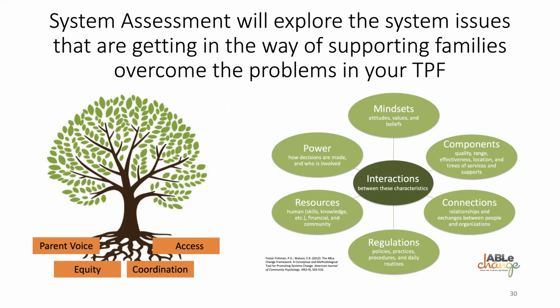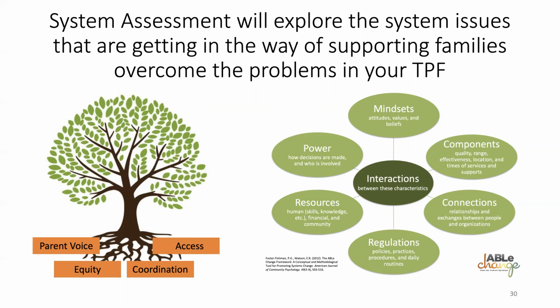And so what we do in the system assessment process is we explore those system issues and get to the root causes. And we're looking for issues like access, what's getting in the way of families accessing services, what are some of the coordination issues that are getting in the way? For example, families may be engaged in part of the system, but really need to be also engaged in another part of the system to get other needs met. How are we working together to make sure we're referring those families, for example?